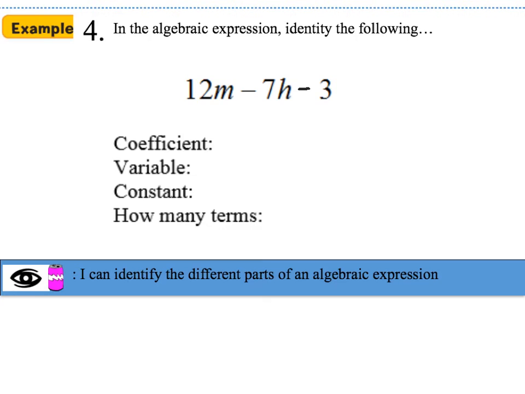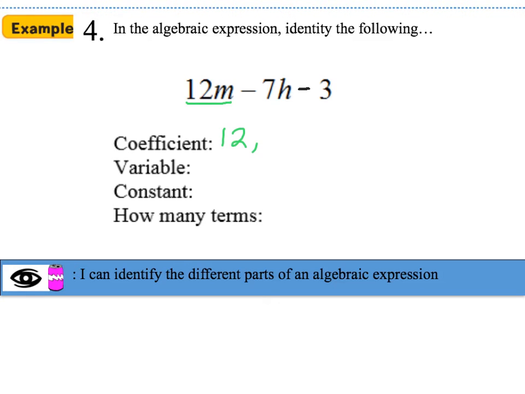So let's take a look at our first part of this, which is the coefficient. A coefficient is the number that is being multiplied by the variable. So here in our first term we've got 12m. And 12 is the number in front of the variable, and it's being multiplied by m. So 12 is my first coefficient.